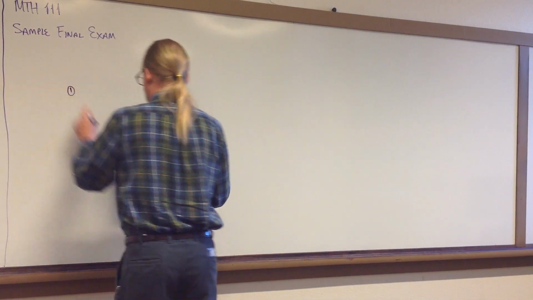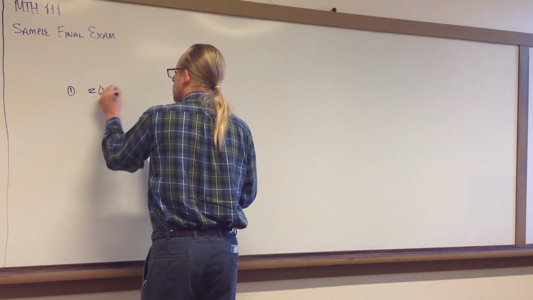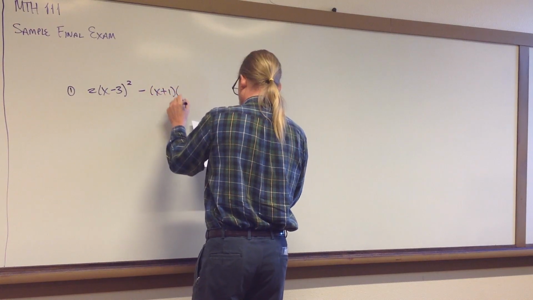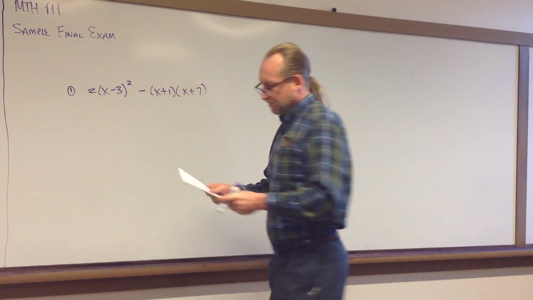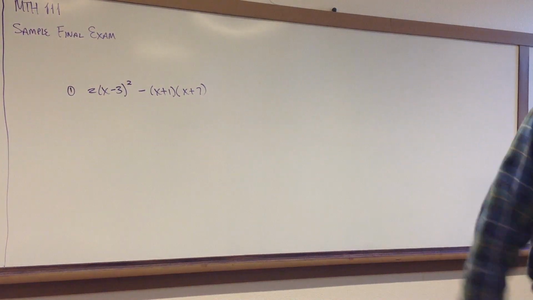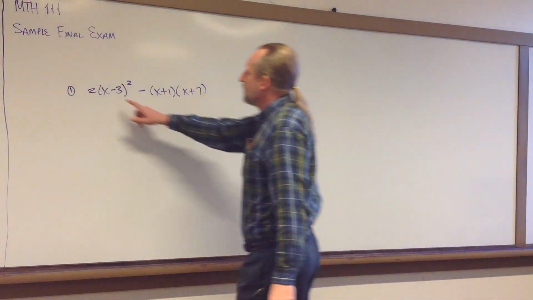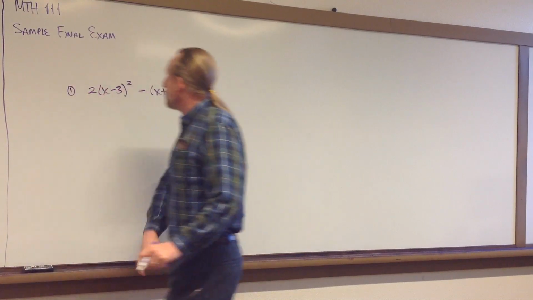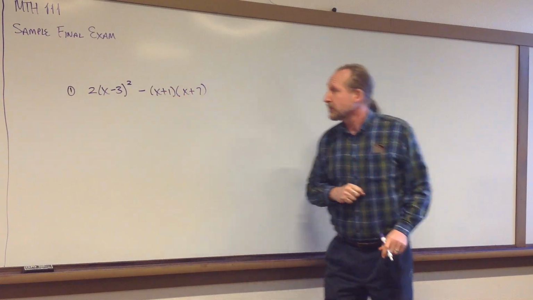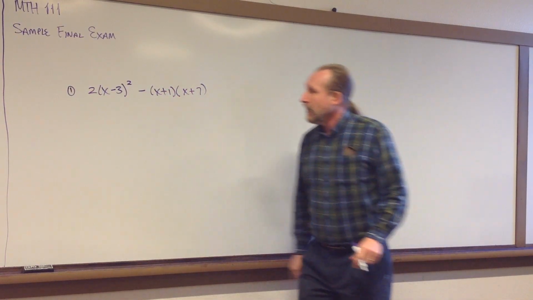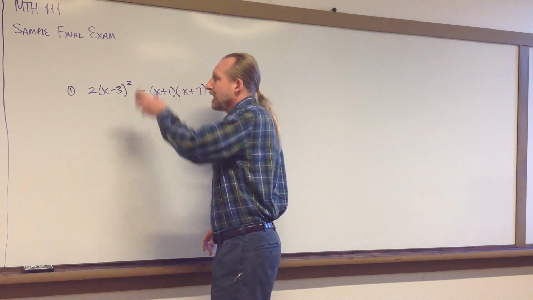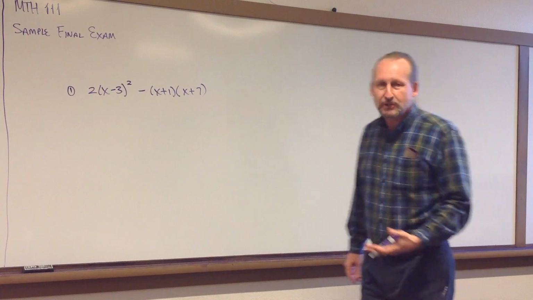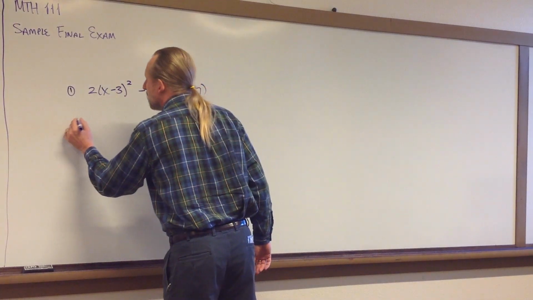So problem 1, we start out 2 times (x minus 3) squared minus (x plus 1) times (x plus 7). So we've got a couple different things happening in this problem. You've got a binomial that's getting squared. You've got a subtraction of the multiplication of two binomials. That's a little bit tricky. And also this 2 is going to get multiplied by whatever we get after we square the x minus 3. You're not going to be squaring the 2. So let's go ahead and do that.